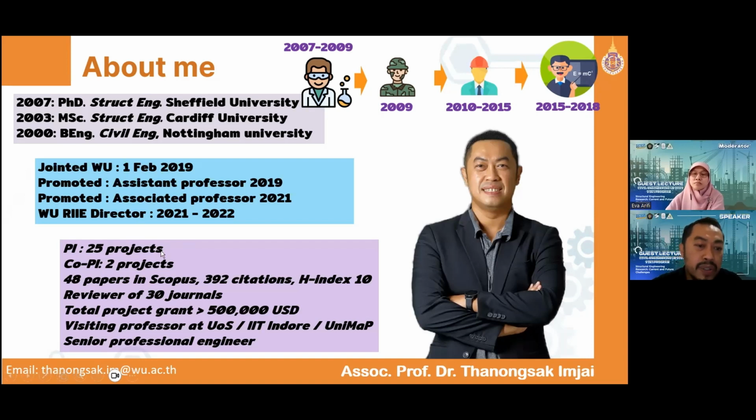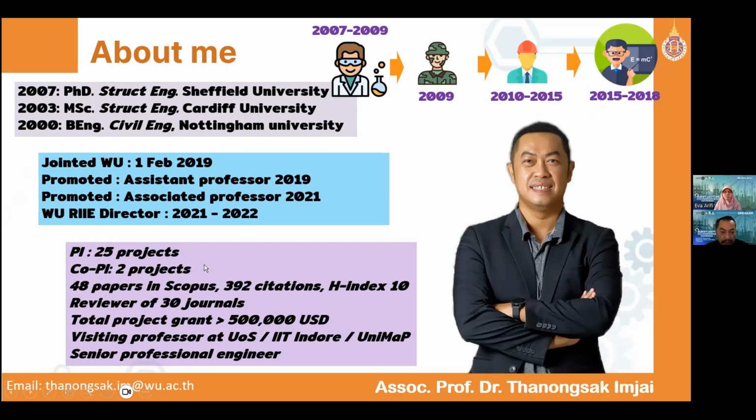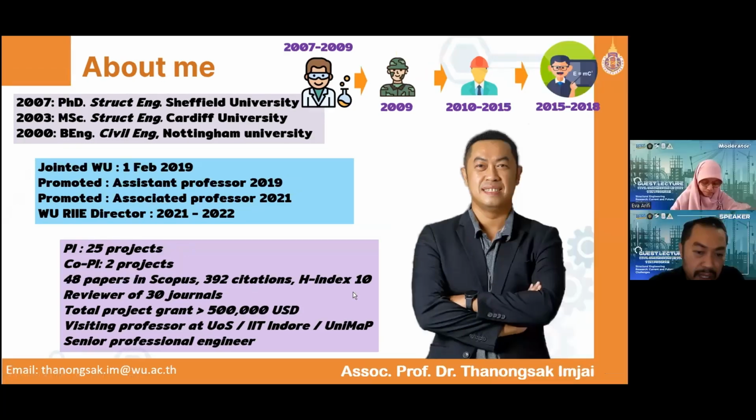I also work as a principal investigator on, I think, now 30 projects, and also co-PI for 2 projects, both national and international fundings. And currently, I just checked last night, I've got 48 papers in Scopus, including conferences, and the h-index is 10. I also have experience as a reviewer for over 30 journals.